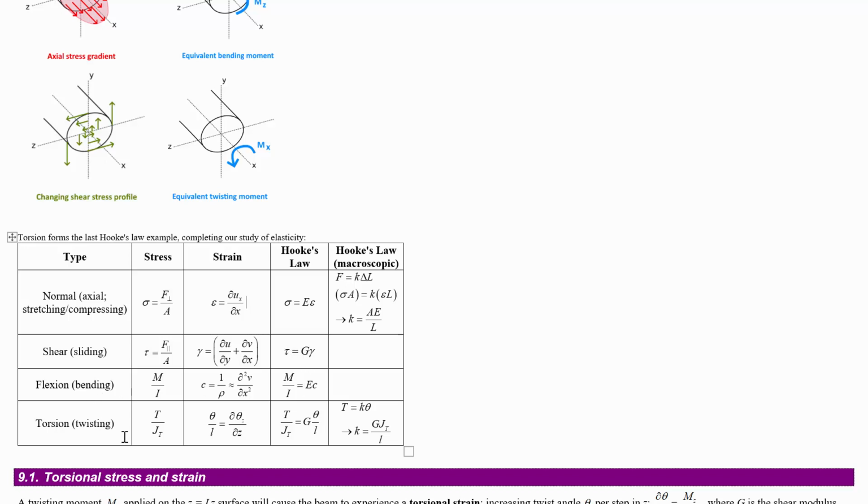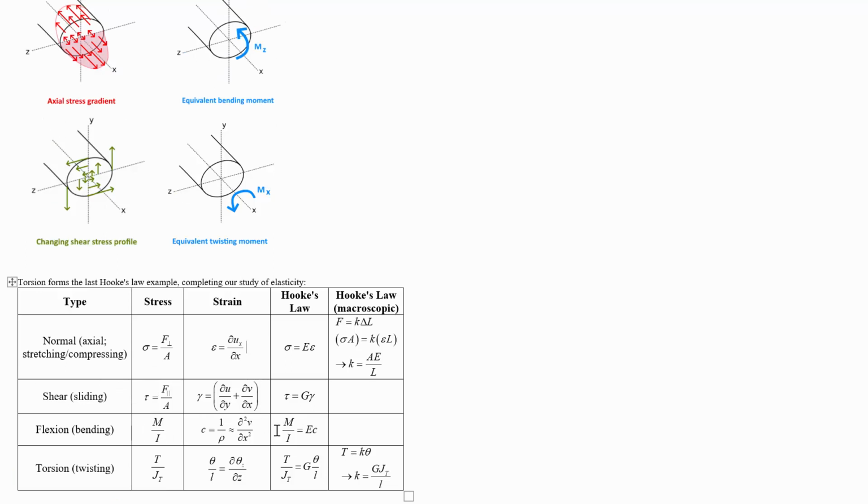So flexion, bending, is what we dealt with all last week, and there we said that the moment is equal to EI, flexural rigidity, usually left those coupled, times the curvature, where curvature is related to the second derivative of the transverse displacement per step in the longitudinal direction.